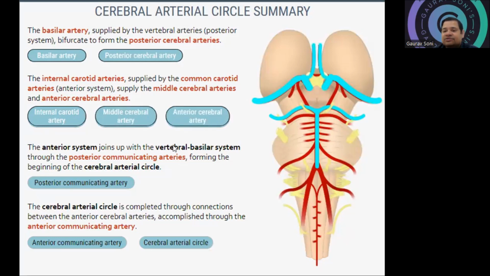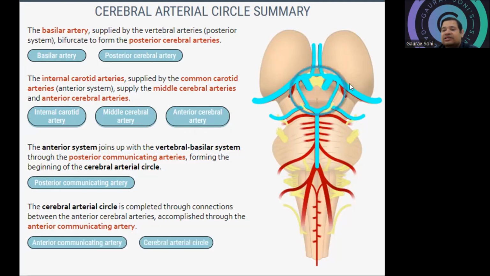The anterior system joins with the vertebral basilar system through the posterior communicating arteries, forming the circle. You can see here these are the posterior communicating arteries. This is how the circle is completed. The cerebral arterial circle is completed through the connection between the anterior cerebral arteries, accomplished by the anterior communicating artery. So there is one more, the anterior communicating artery, and then ultimately you can see this whole thing is called the circle of Willis.